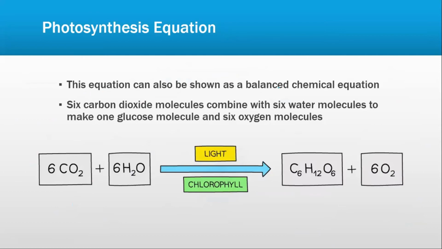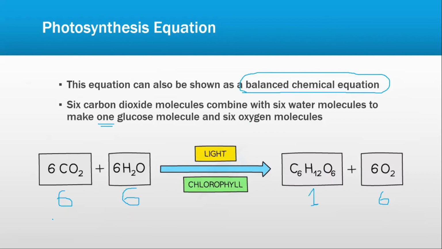This equation can also be shown as a balanced chemical equation. This is what I was telling you about. If the examiner asks you about a balanced chemical equation, we have 6 carbon dioxide molecules combined with 6 water molecules to make 1 glucose molecule and 6 oxygen molecules. So we have 6 CO2, 6 H2O, and 6 O2. Remember, it is not producing 6 molecules of glucose. It is only producing 1 molecule of glucose.